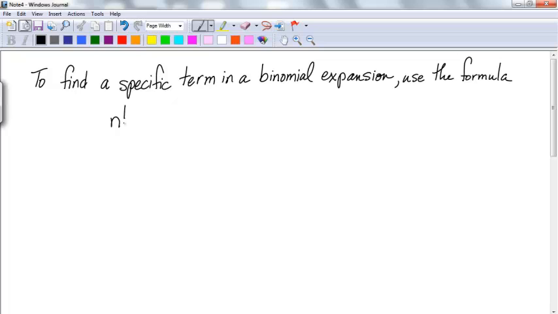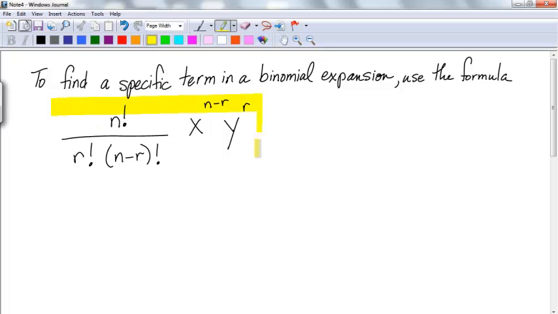Okay, n factorial up in the numerator, and it's all over r factorial, and then the quantity n minus r, that quantity factorial. That's the coefficient. And then the first term is x, whatever your first term is. If your first term was 8a, that would fill in for your x. And then to the n minus r power, and y to the r. This is the formula for finding a specific term in a binomial expansion.